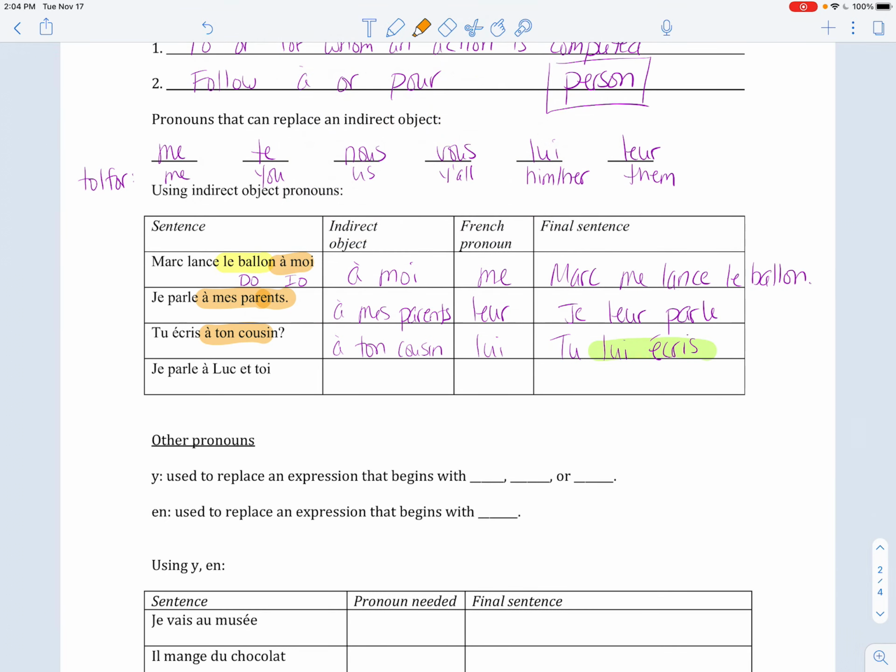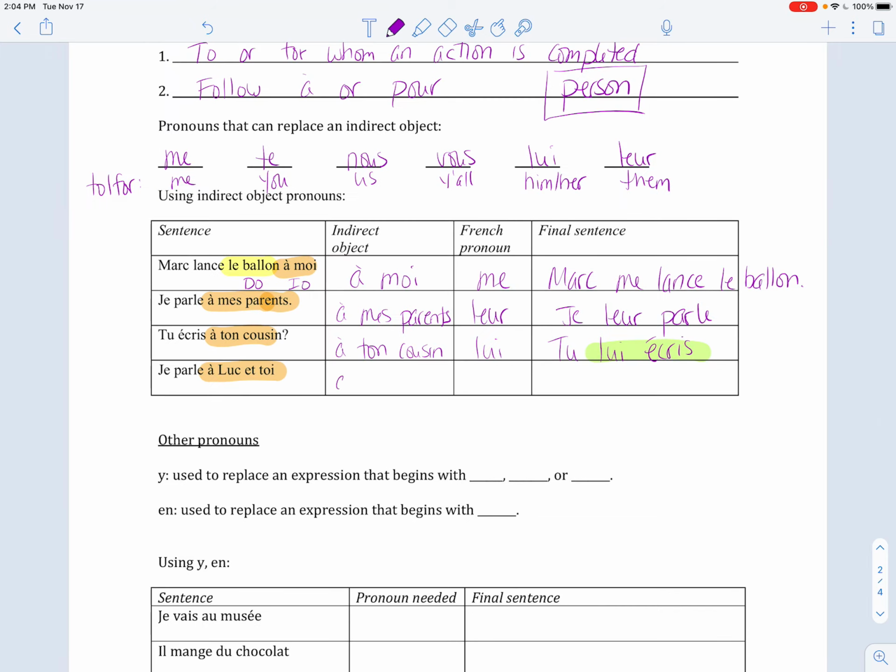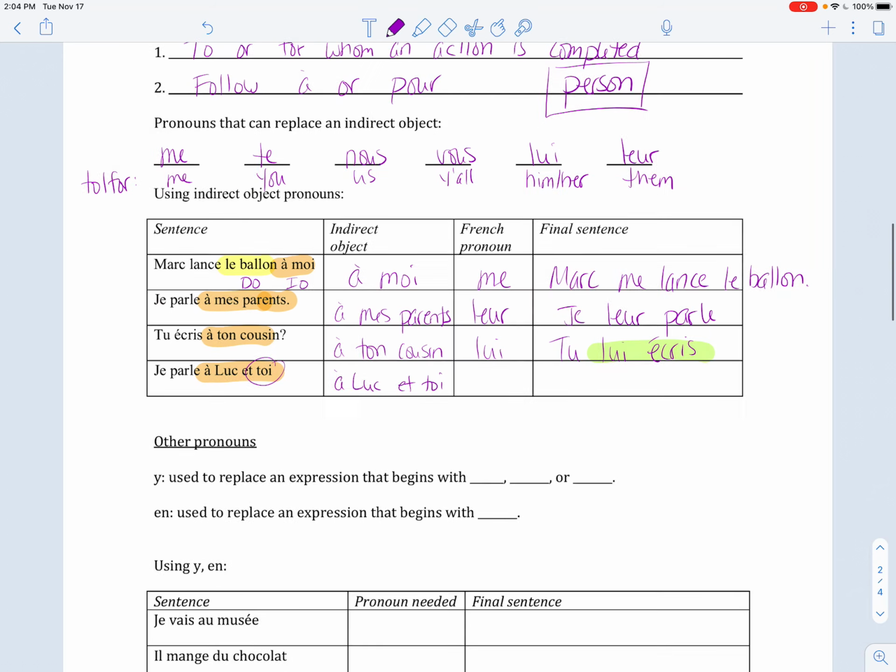And last one, je parle à Luc et toi, starting with the à. Our indirect object is à Luc et toi. So I'm talking to Luke and you. So the pronoun here, again, be careful, because just because you see the et toi there does not mean that it's going to be te, because it's to Luke and you. So it's those two people together. It's you and somebody else. So that's going to become vous. So that sentence, je vous parle.